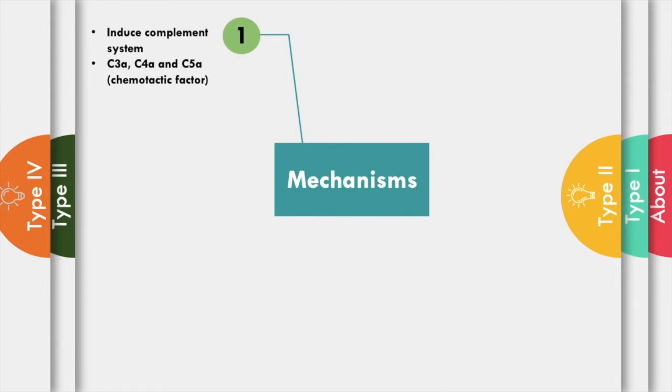C1 binds to the Fc receptor of the antibody and goes through an enzymatic cascade reaction, forming C3a, C4a, and C5a, which are chemotactic factors that attract neutrophils. The neutrophil degranulates enzymes and causes tissue damage.